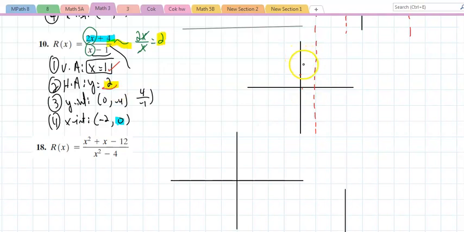1, 2. You know what? This one I think I have to scale. I'm going to say this is 1, this is 2. Now, the graph. It must cross through 0, negative 4, and negative 2, 0. I'll come to this graph in a bit. For now, let me go on and do the rest.